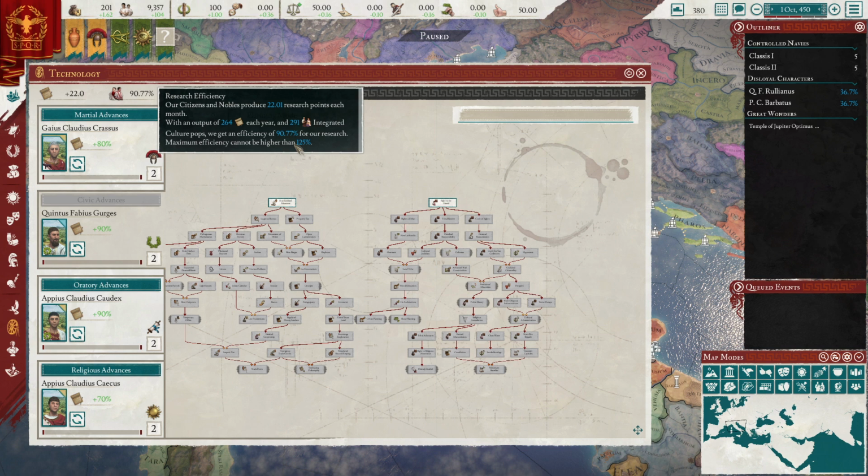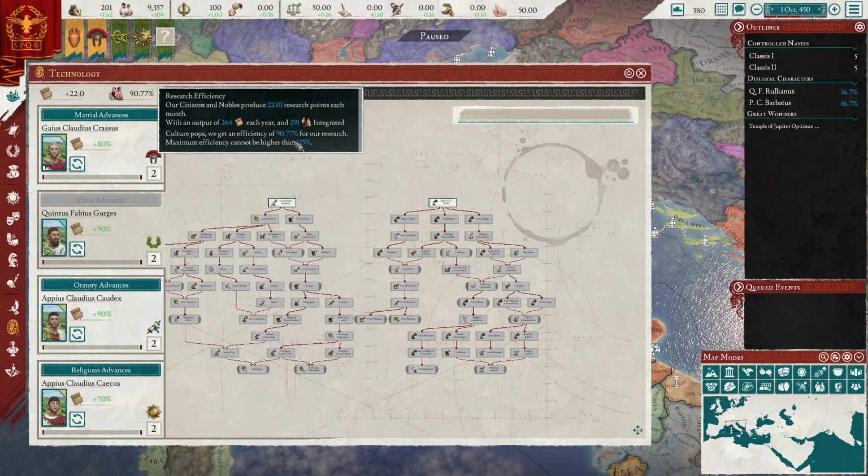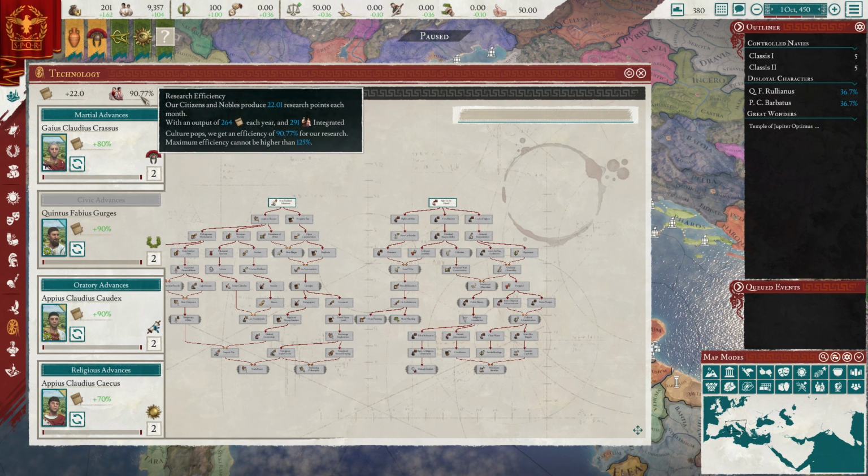Research efficiency here. You want it to hit your maximum efficiency to be pumping out the maximum amount of research, and it's shown as a percentage value. Once it gets to that max, it's not actually going to show you how high it is. So I have 130, let's say, research efficiency, but my max is 125. It's only going to display as 125. Let's take a look at this right here.